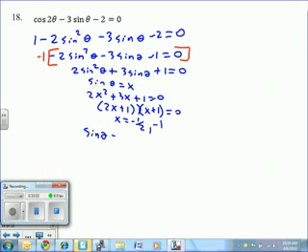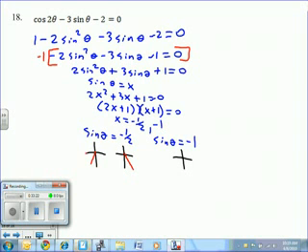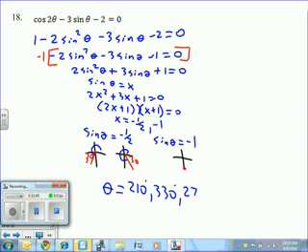So now I have sine theta equals negative 1/2, and sine theta equals negative 1. Where is sine negative? 3 and 4. Where does sine equal 1/2? 30, that's our reference angle. And then where is sine negative 1? 270. And you go down. So then theta equals 210 degrees, 330 degrees, and 270 degrees.